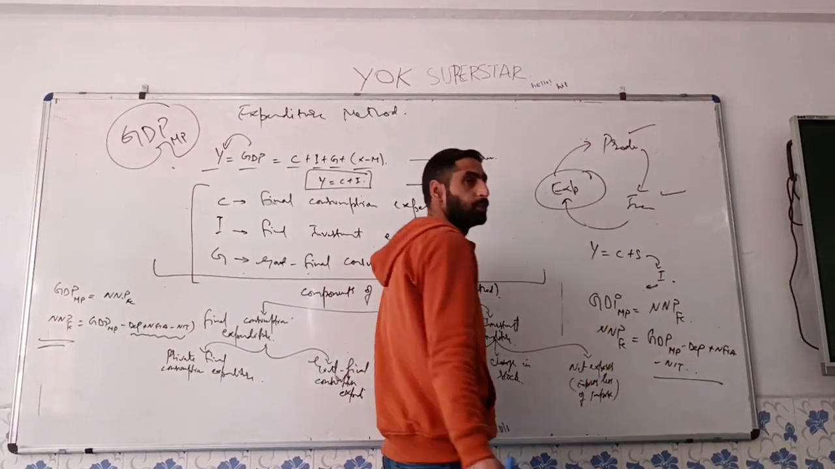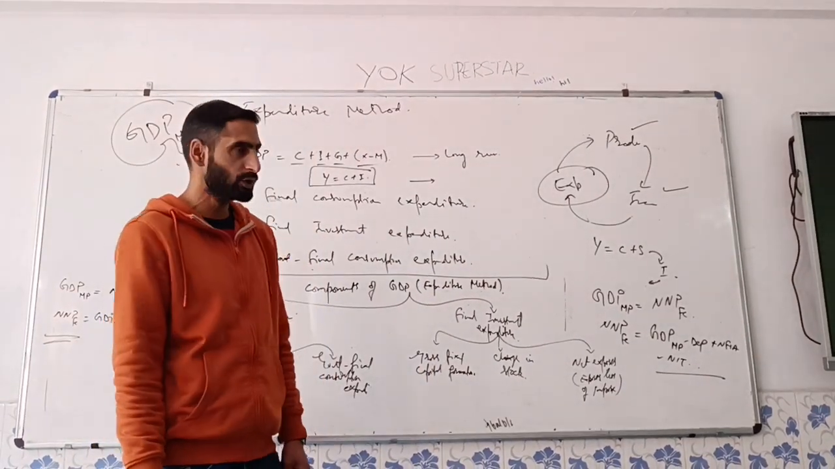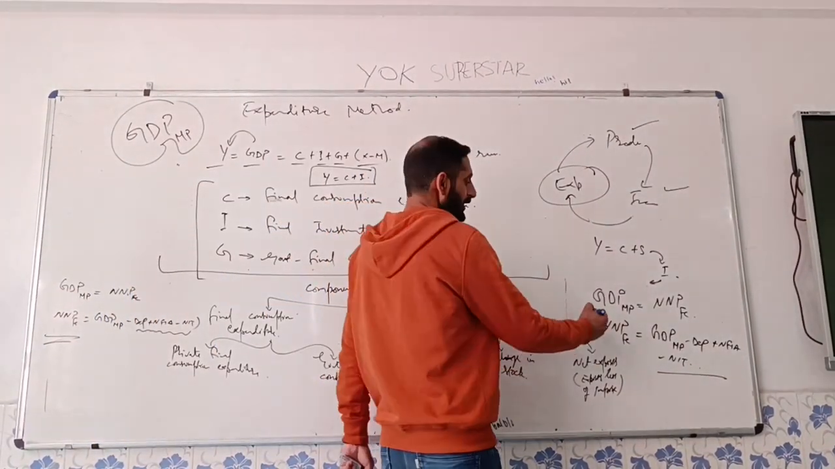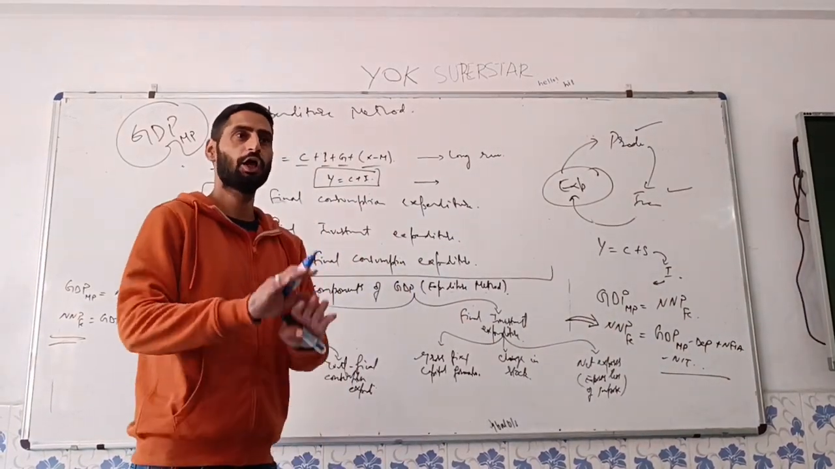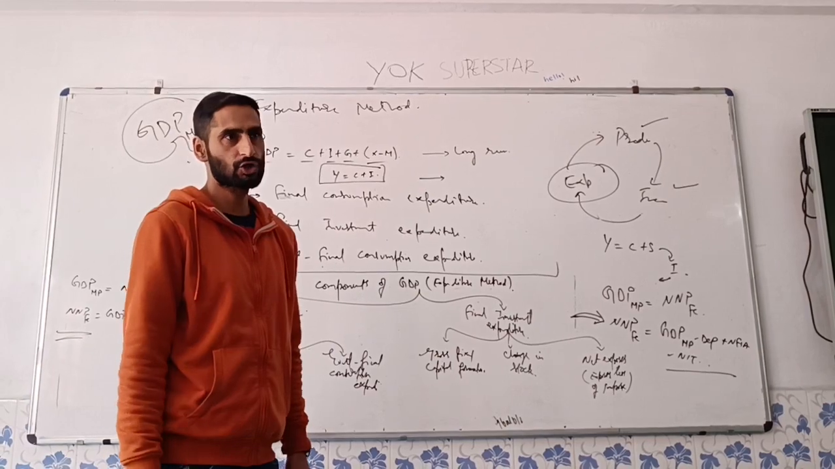When we will put it into the computation or calculation, what we are going to get is net national product at factor cost. That is our national income. Clear? Understood?